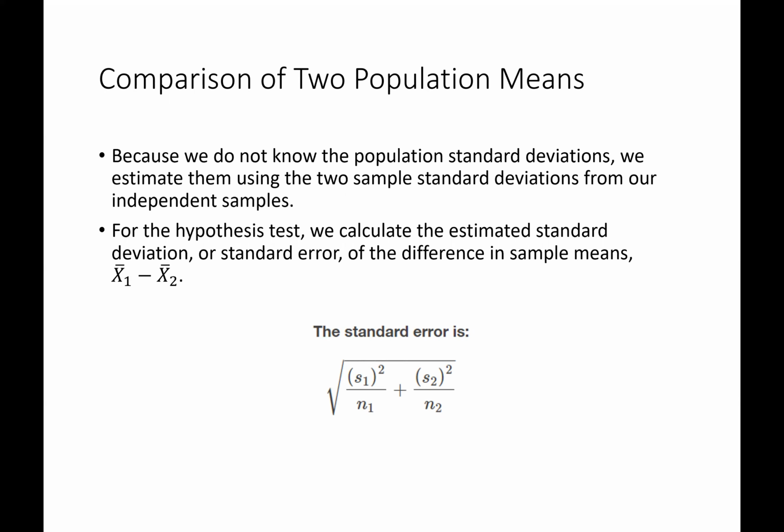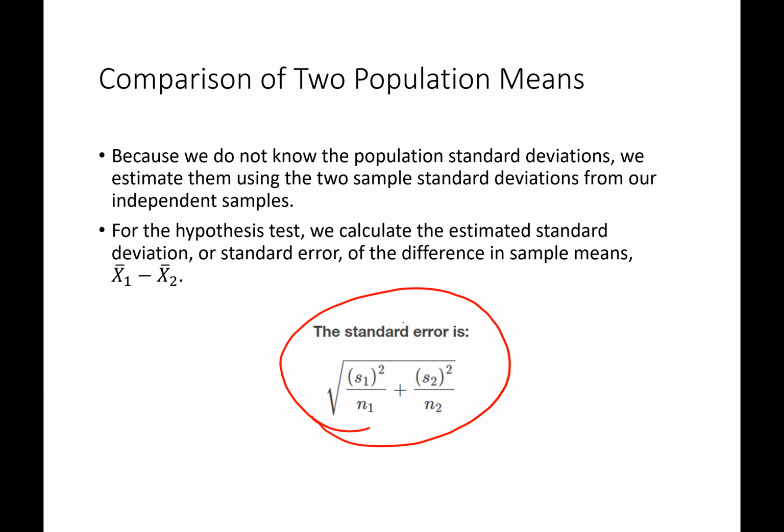Because we do not know the population standard deviation, you gotta love this formula here, we estimate them using the two sample standard deviations from our independent samples. For the hypothesis test, we calculate the estimated standard deviation or standard error of the difference in sample means x sub 1 bar minus x sub 2 bar. The standard error is given by the square root of the standard deviation of your first sample squared divided by the number in that sample, plus the standard deviation of your second sample squared divided by the number in that sample. So to find your t-statistic, we're going to take the difference in the means and divide it by that standard error.